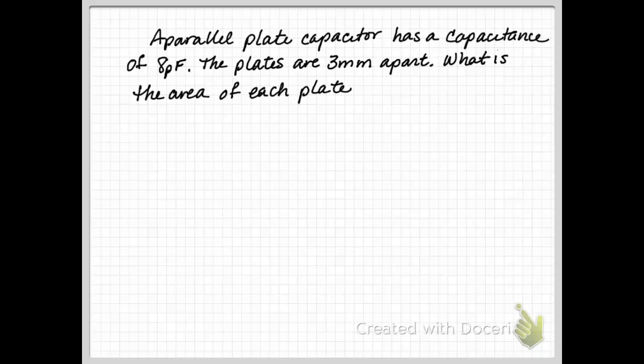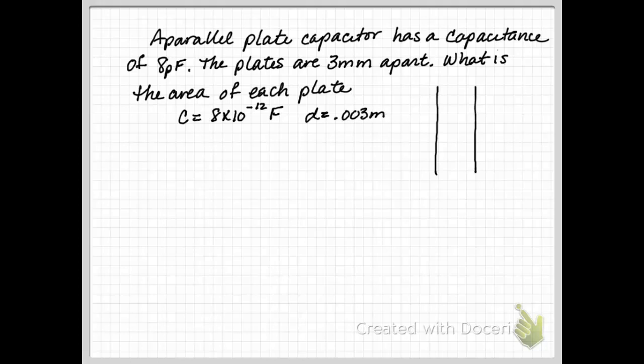All right, so in our example, we have a parallel plate capacitor that has a capacitance of 8 picofarads. And a picofarad is 10 to the minus 12 farads. This is going to be kind of common. You'll see nanofarads, picofarads, and microfarads. And then it has a distance of 3 millimeters in between the plates. We want to make sure we have the right units.